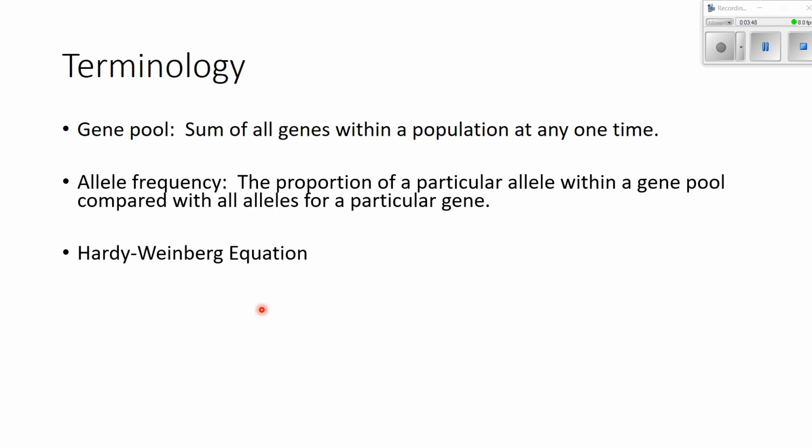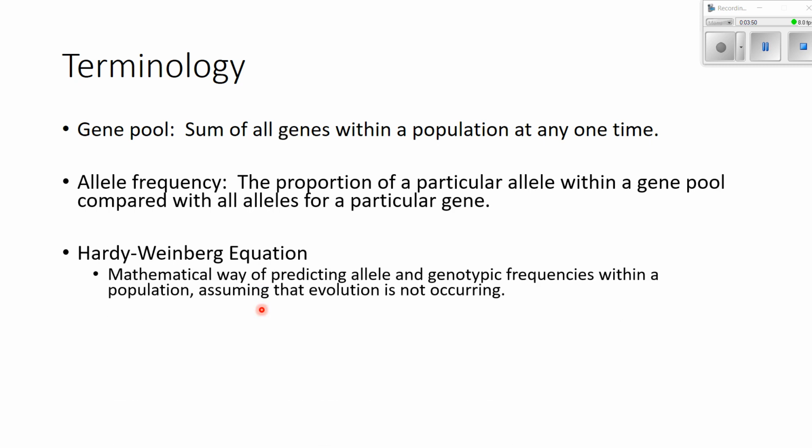We're going to talk about the Hardy-Weinberg equation, which is math. It's the mathematical way that we can calculate and predict allele frequencies and also genotype frequencies within a population from one generation to the next, assuming that evolution is not occurring within that population.